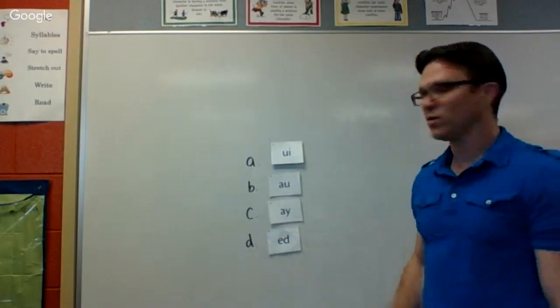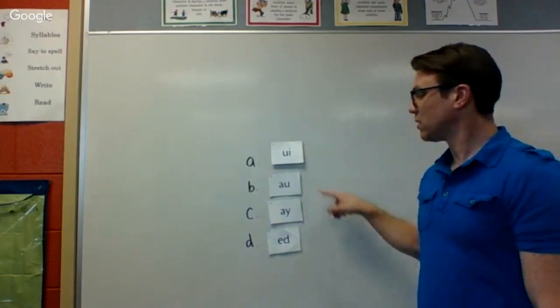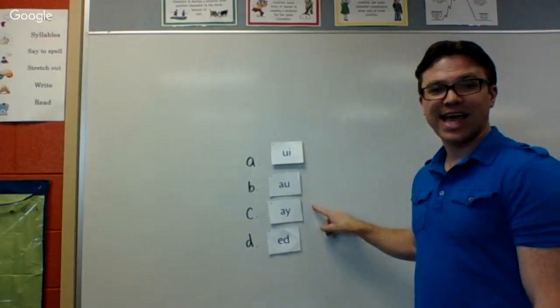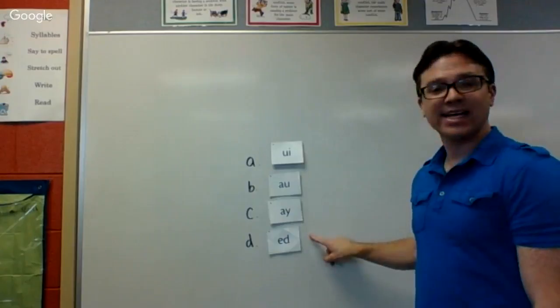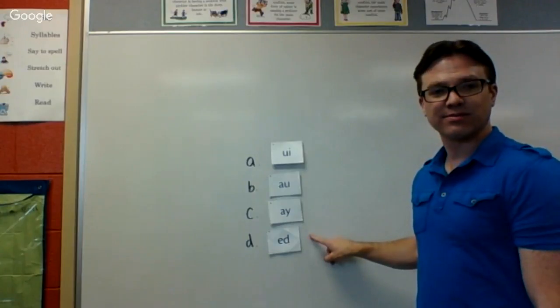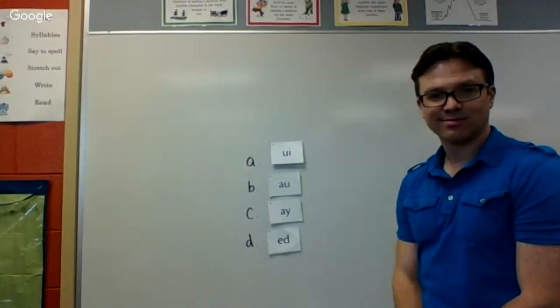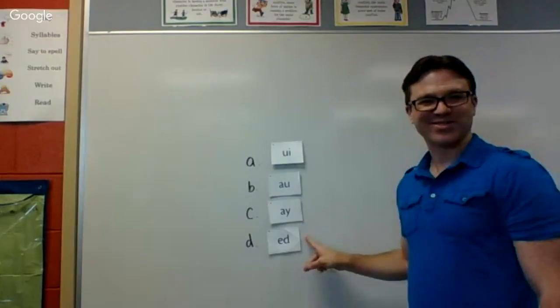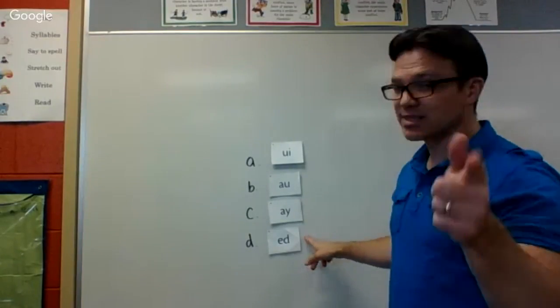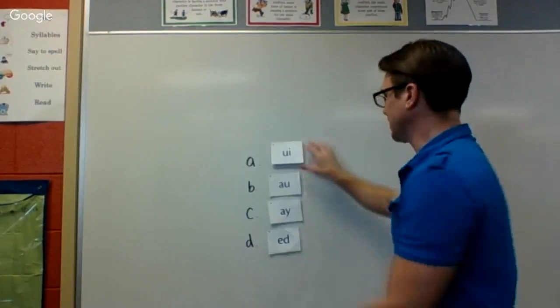Let's try another set. Here's our new one. Ready? Here we go. Ooh, aw, a, ed, d. Which one did I make a mistake on? This one, right? Ed, d. What's the sound? T. Nice.